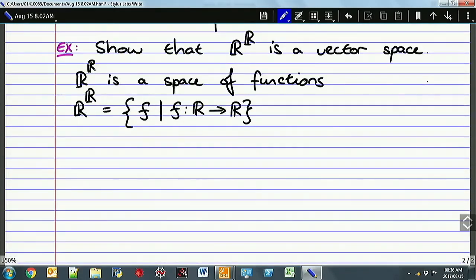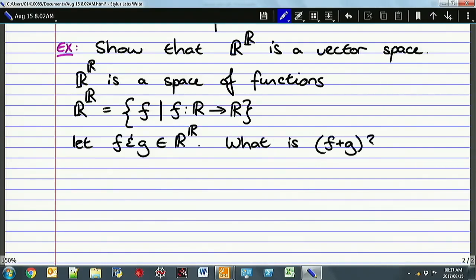Maybe it's worth stopping for a moment and thinking about what we are doing when we say we add two functions. So let f and g be elements of this function space. What is this new object that we're creating, f plus g? Does anyone want to make a suggestion for how we might define this new vector, this new function f plus g?